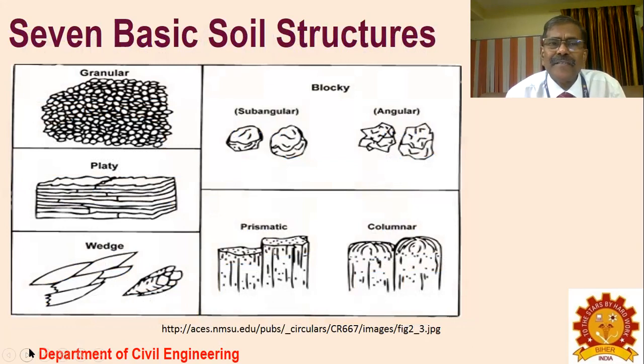So these are all the seven basic soil structures. One is granular, another is platy, another is wedge, and blocky, another subangular, angular, columnar, and prismatic. This is the classification of the seven basic soil structures.